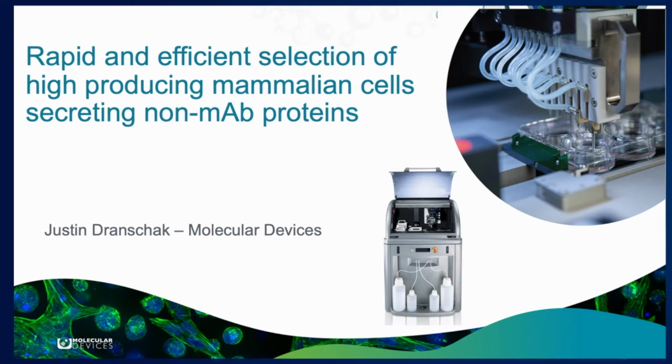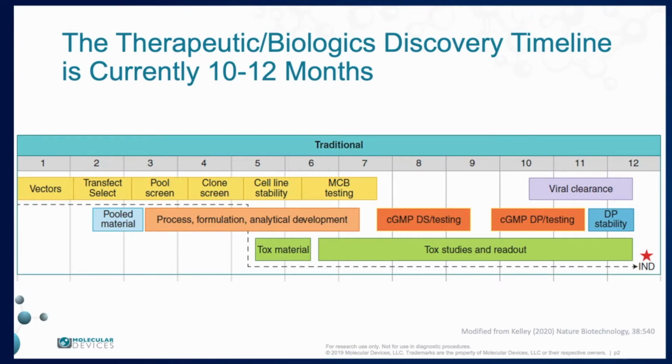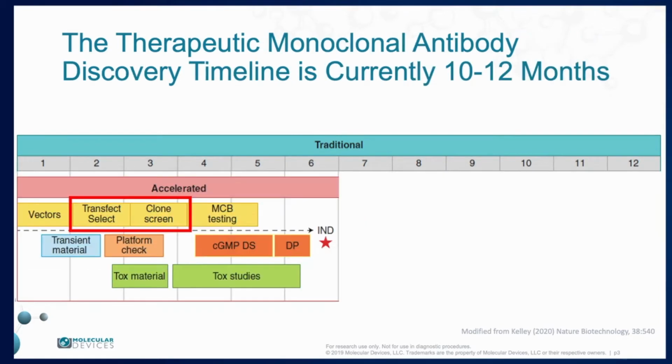During today's talk, I will review a workflow for rapid and efficient selection of high-producing mammalian cells secreting non-monoclonal antibody proteins. While there is much to be gained by developing novel therapeutics, the average discovery timeline remains long and laborious. It is estimated that product development timelines from lead target identification to phase 1 IND filing is 10 to 12 months at most companies. Obviously, with the urgency of today's global pandemic and with the necessity of being first to market, the ability to substantially reduce this timeline is increasingly relevant.